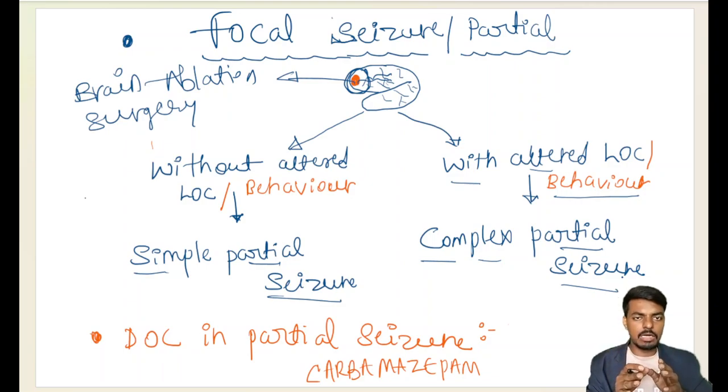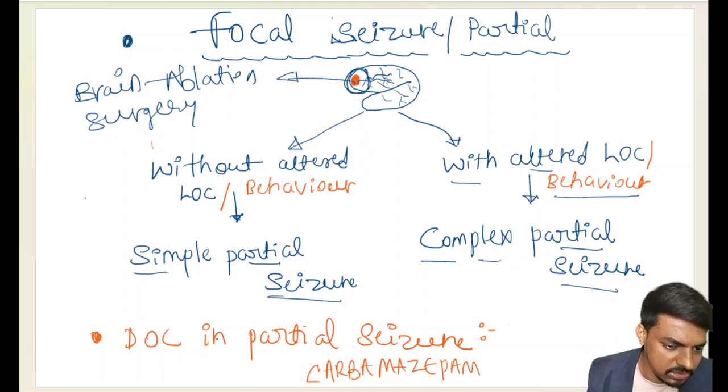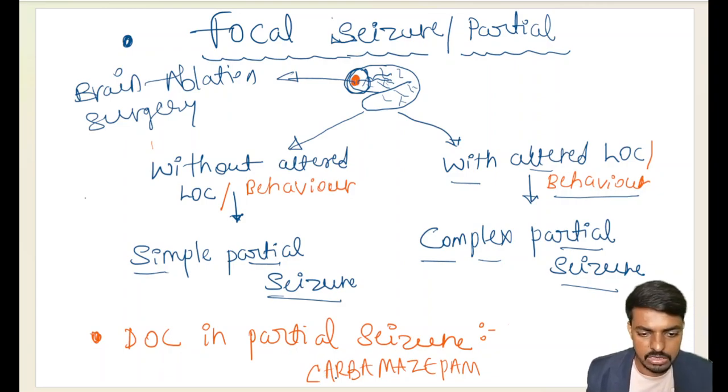Only abnormal electrical activities are there, that means a simple partial seizure. Along with abnormal electrical activity, if there are changes in the level of consciousness and changes in the behavior of the patient, we call that a complex partial seizure. Very, very important. And the drug of choice in partial seizure is carbamazepine.